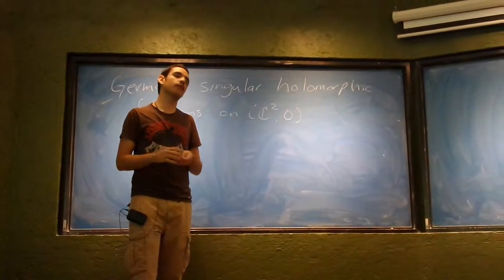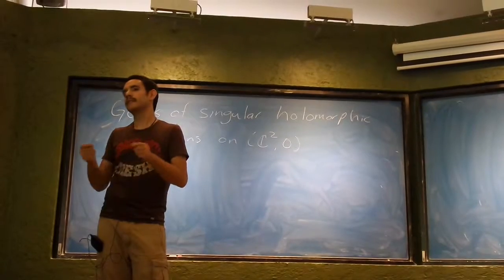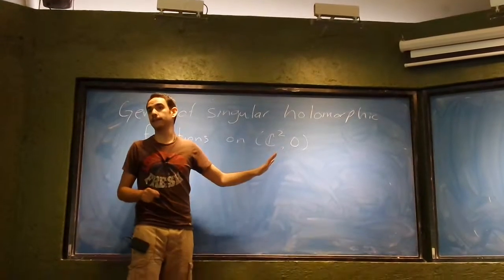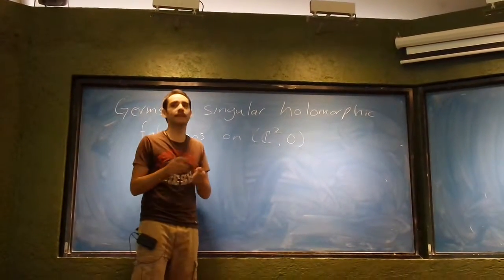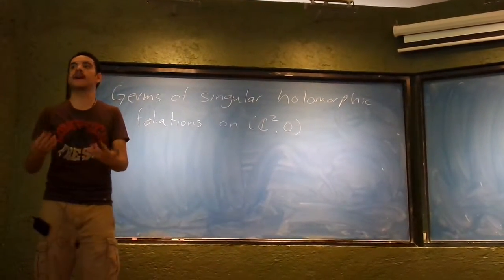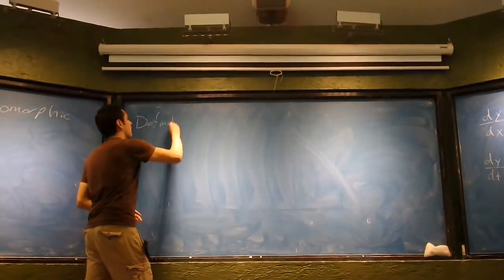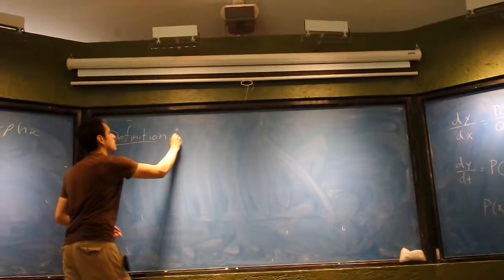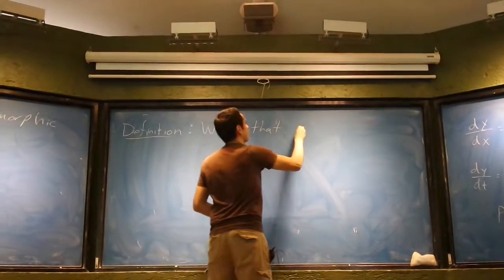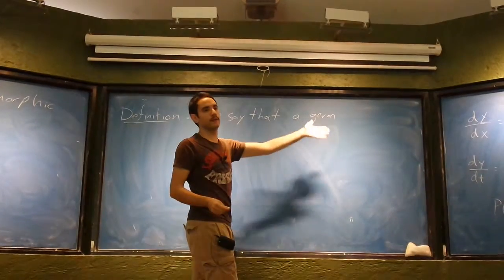And we would like to know when does this germ actually come from the singularity of a foliation on some projective algebraic surface, right? So that's why the title of the talk is Algebraizability of Germs of Holomorphic Foliations. That's what I'm going to mean when I say algebraizable. So let me give the definition. I'm going to just write a germ, but I mean the germ of a singular holomorphic foliation.